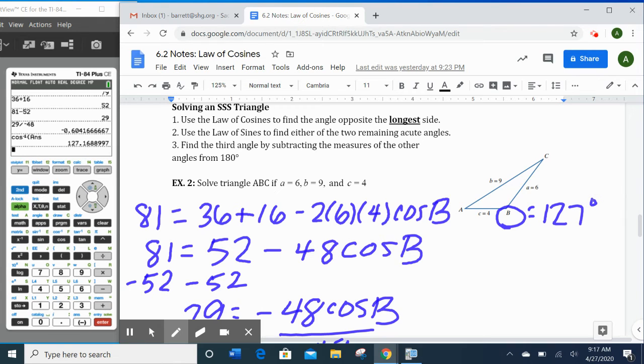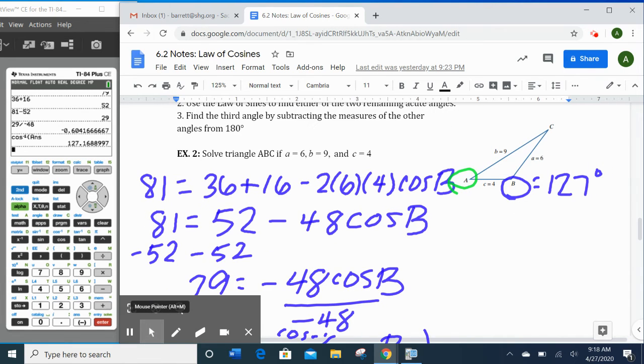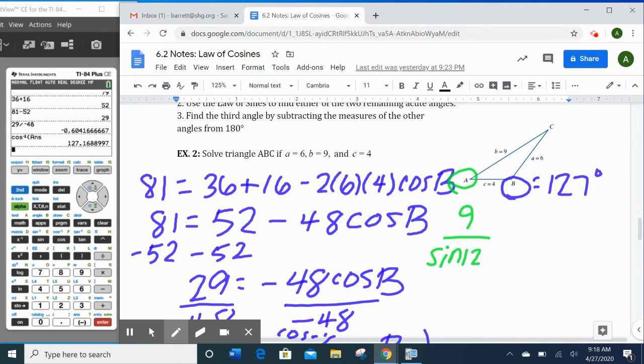Step 2, use the law of sines to find either of the two remaining angles. It does not matter which one you pick. I'll pick A. So the next thing I'm going to do is find angle A. And I don't need to use the law of cosines because I know angle B and side B. So I'm going to set up 9 over the sine of 127 equals side A, which is 6, over sine of A, angle A, like that.